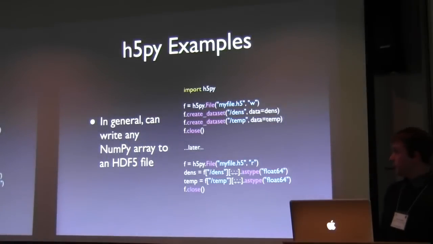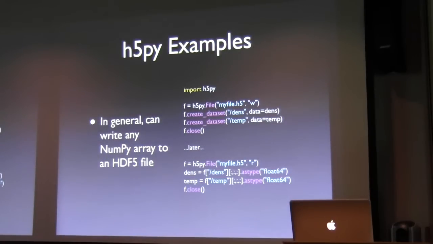Something else that might be useful is that in general, you can write any NumPy array to an HDF5 file. So for example, if I were to generate some covering grids, so I had some three-dimensional NumPy arrays that represented the data within some box, and I wanted to write that out to an HDF5 file, I would call h5py.File, just some file name, with write access, and then I'd call create_dataset and create this dataset dens, and then just give it the name dens.